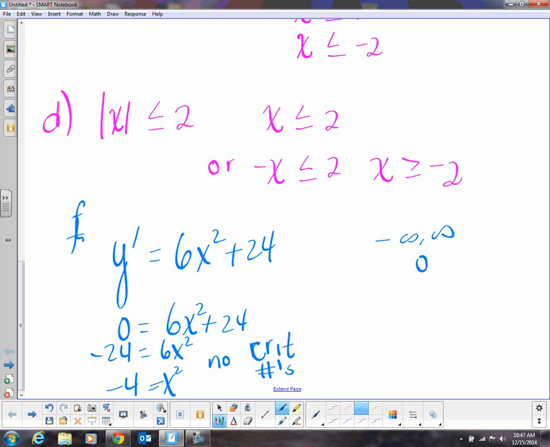So let's put in 0. That's going to be 24, so it'll always be positive. So it's always increasing. So it's A.